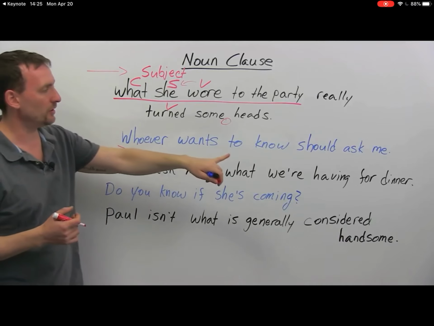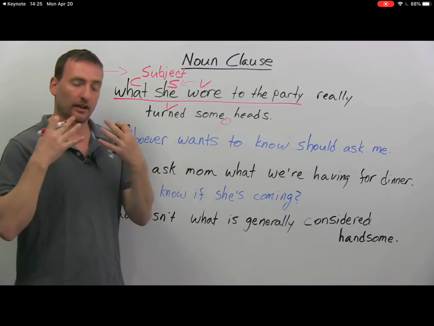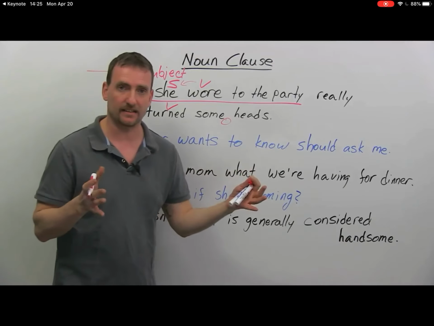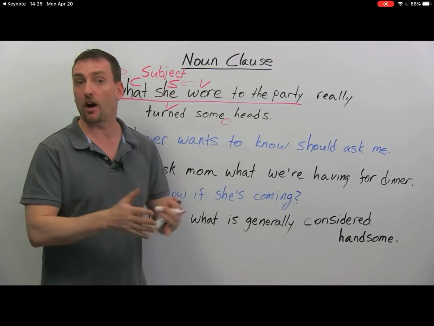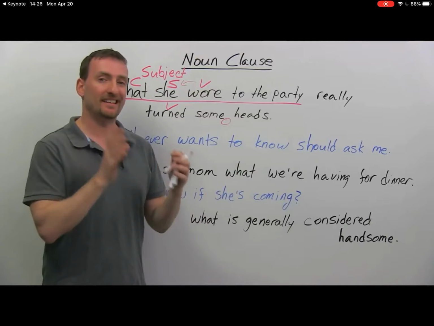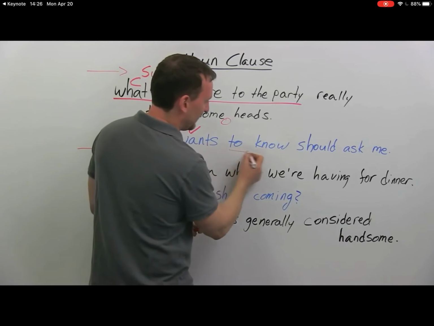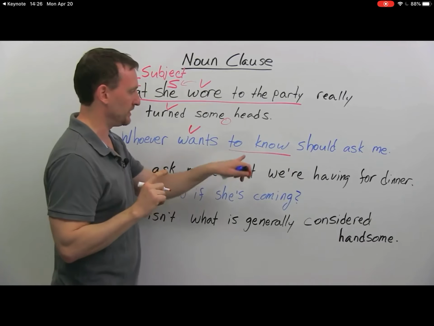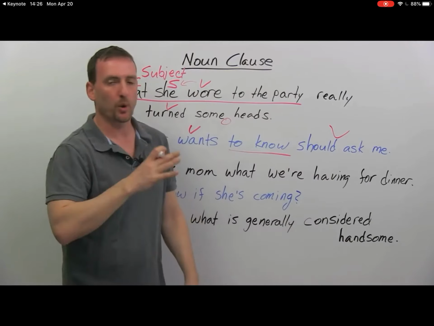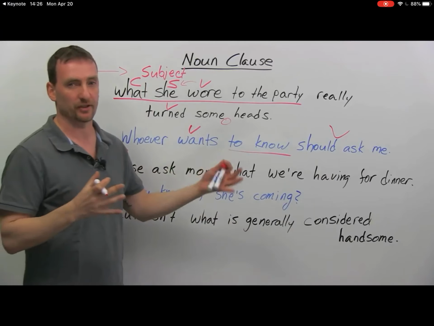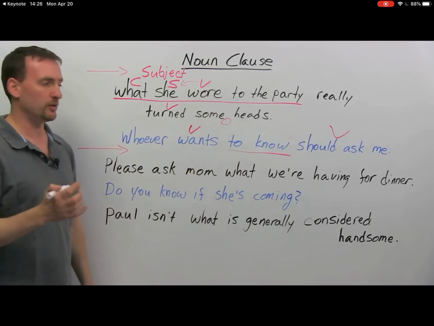Here, whoever wants to know should ask me. So if you're not sure about what's going on with clauses, a good hint, a good way to understand any sentence is to first of all identify the verbs. Now, it doesn't mean you identify all the verbs. Identify all the tense verbs. So in this case, we have want, and here we have an infinitive, so this is not a tense verb, it's just an infinitive verb, and here we have should ask. Now a modal is considered part of the tense verb, it's part of the main verb of a clause. So now, I have two verbs, of course I need two subjects.